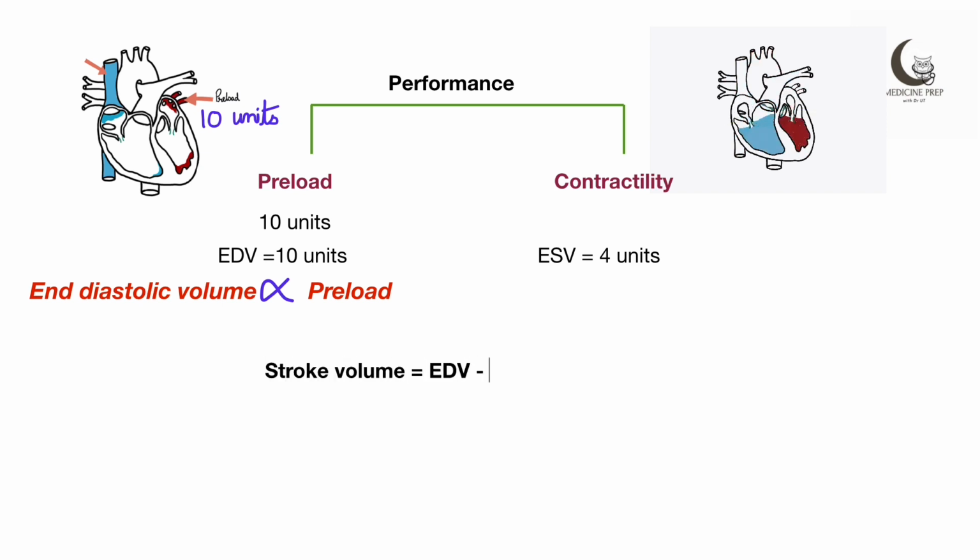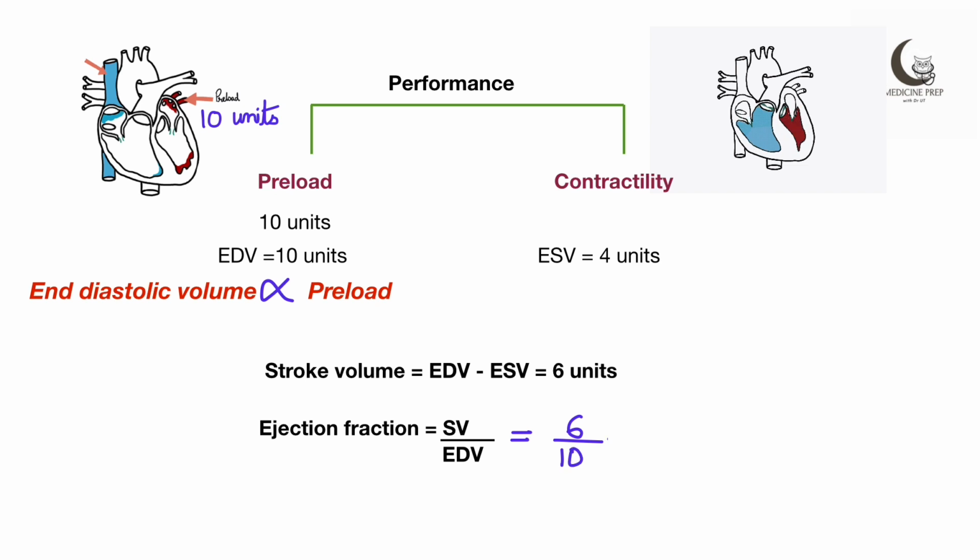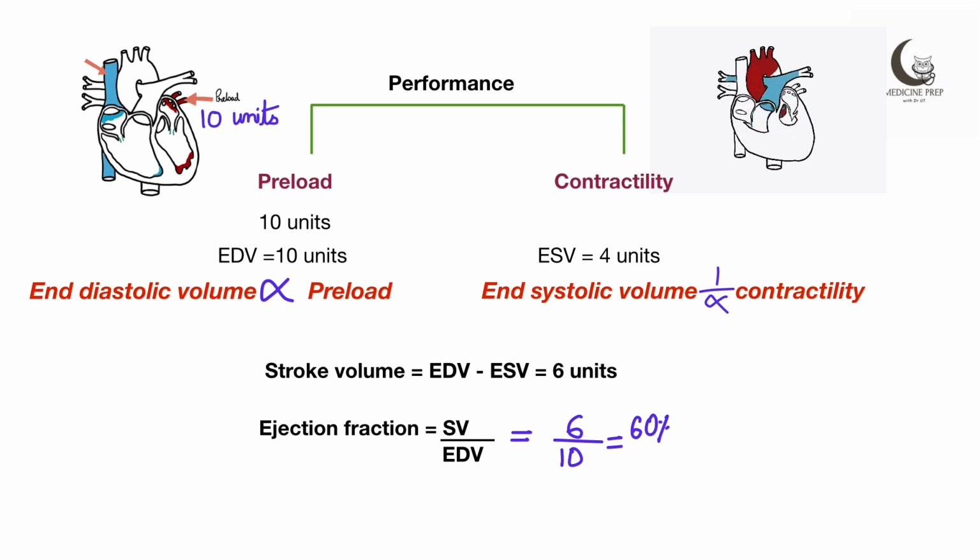So the difference between your end diastolic volume and end systolic volume is the stroke volume, and out here it is 6 units. Ejection fraction is the proportion of blood supplied to the body. And how do we calculate it? Stroke volume upon your total, that is your end diastolic volume. It's going to be around 60%.